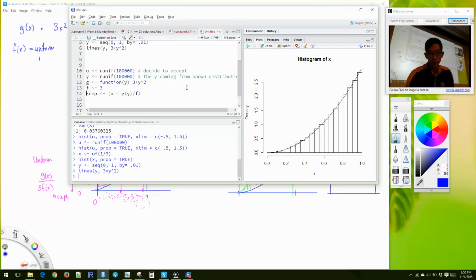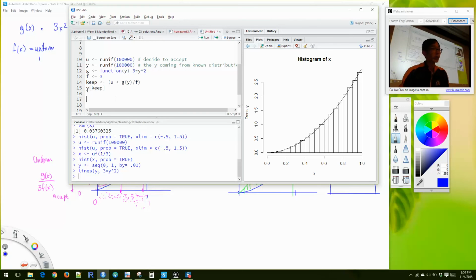Can you guys follow this code here? So we're generating numbers from u. These are just random uniform. We're also generating random y's here. We calculate g of y. We divide by f, which is just 3. And if u is less than that ratio, we keep it, okay? And then we just apply that to our y. So we subset all of these random numbers y on whether we should keep them or not.